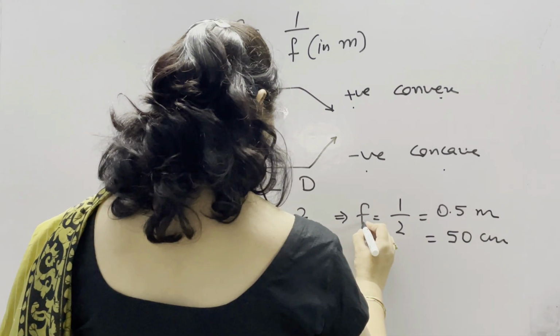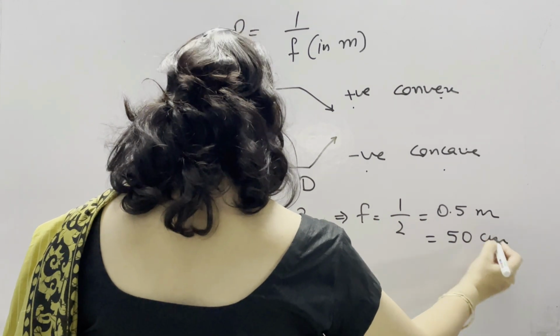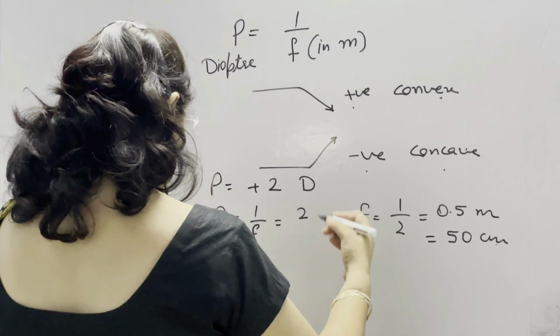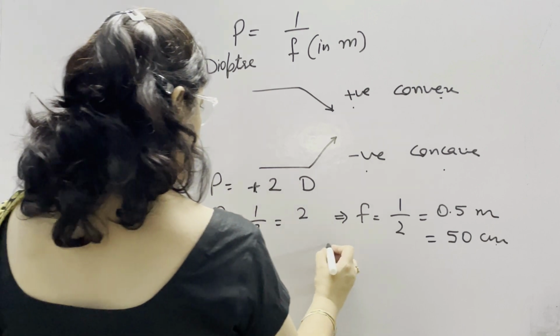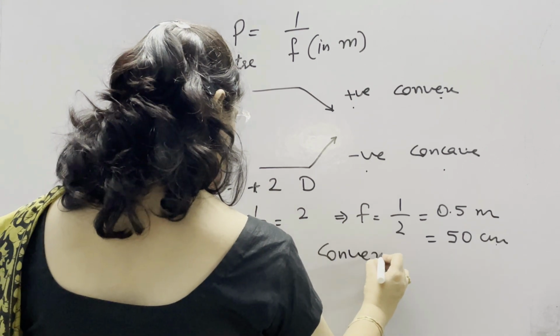So the focal length of this lens is 50 centimeter. And another part is state the kind of lens, and we know that the value of power is positive. So this lens is a convex lens.